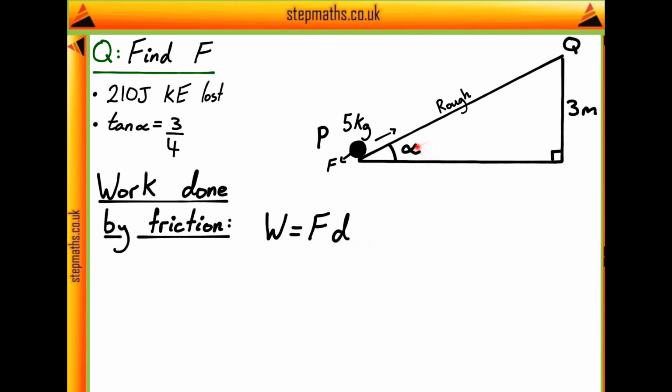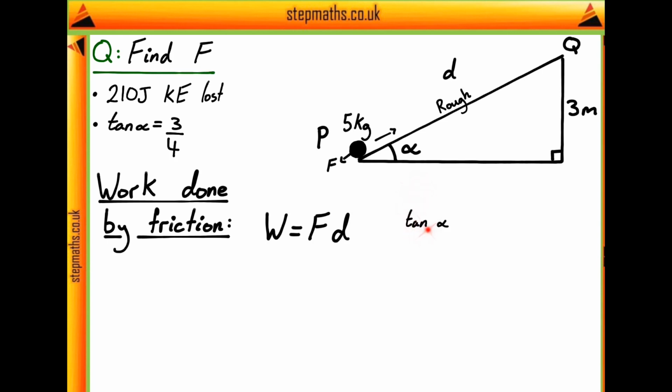So this distance is going to be the distance from P up to Q here on our diagram. If we can find this distance d, and we can work out the work done by moving our mass up to Q, then we can find our frictional force. So let's see if we can come to our value of d first.